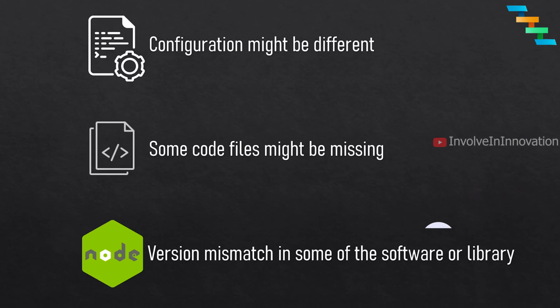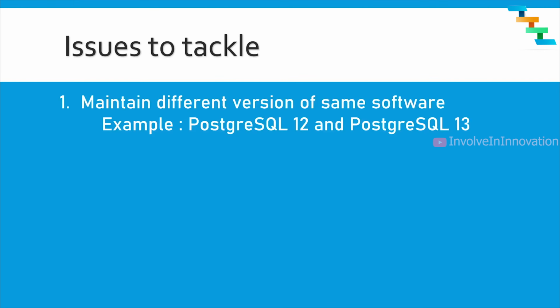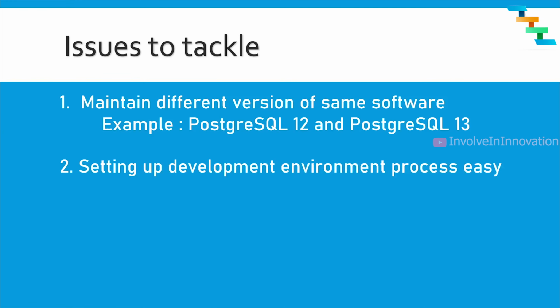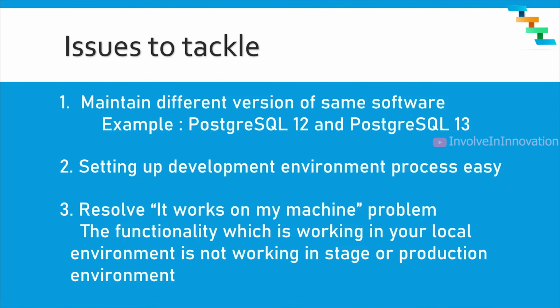As a whole, we found there are three main problems to tackle. First, maintain different versions of the same software. For example, here we need to maintain Postgres 12 and Postgres 13 simultaneously in the same environment. That is really challenging in your local environment. Second, make setting up the development environment easy. This is a hassle if a new developer joins in. If there is something which makes setting up the development environment easy in a few clicks, that is great. Third, the functionality which is working fine in your local environment might not be working fine in stage or production environment. This is a bigger issue. Here is where Docker comes to the rescue.